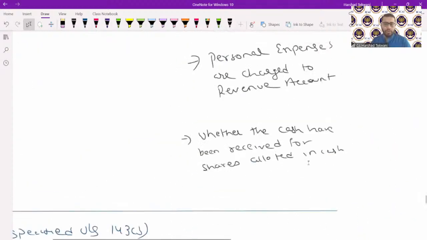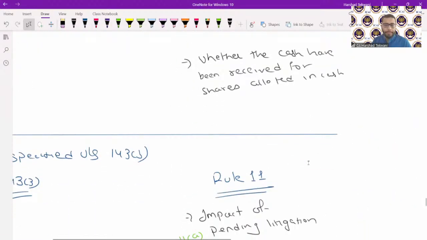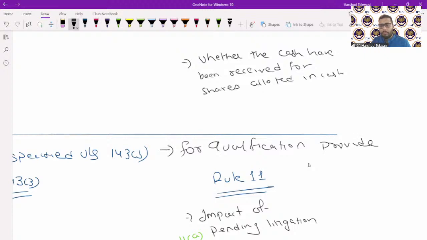For each and every qualification you need to provide a reason also, why you are saying a qualification exists. This makes it clear why we are referring to a particular qualification, like why this qualification exists.